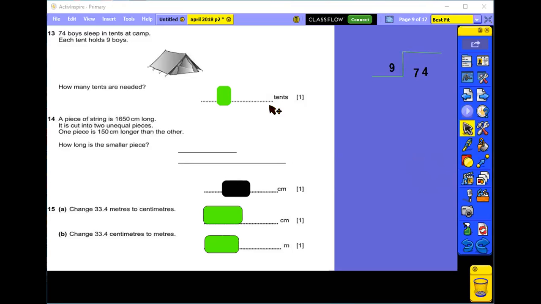I did it by multiplying 9 times 8. The answer for me is 72. So we need 2 more people. We will not leave them. We have 8 tents, so we need to add another one, 9. So the answer is 9. Good job, Ya Hussein.